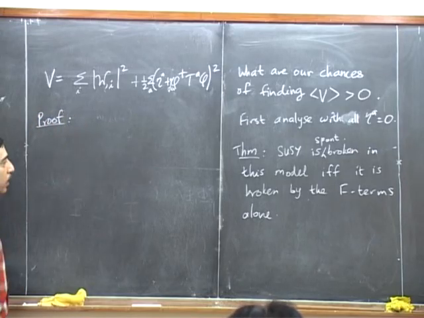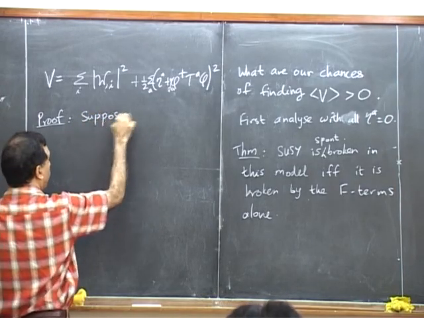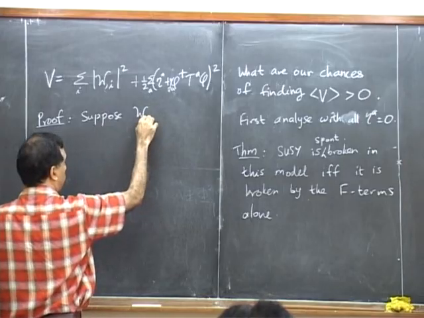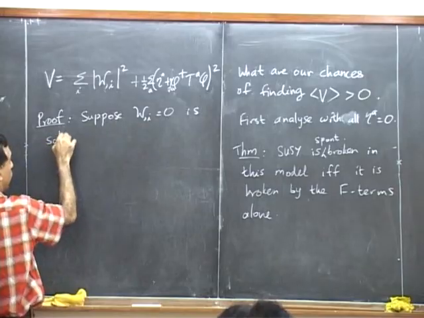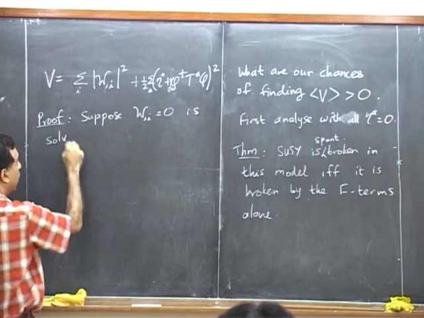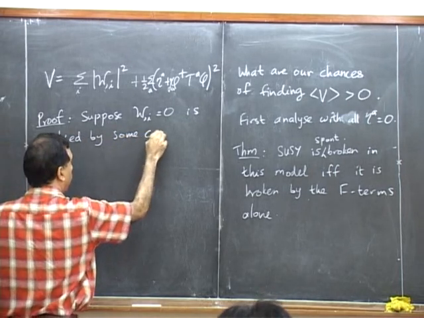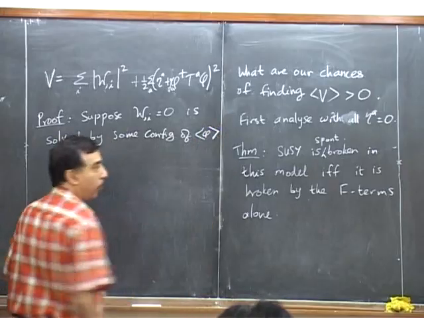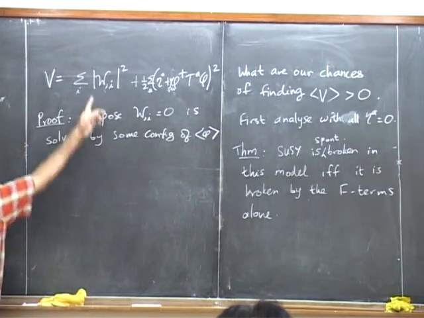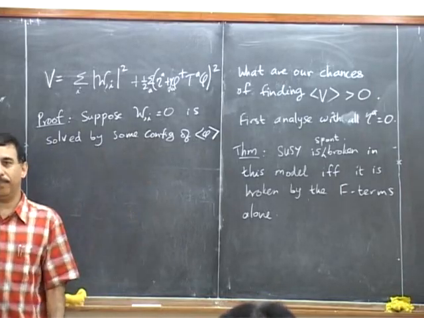It uses a very, very lovely property of supersymmetry. So let's prove it in this direction. Suppose W comma I equals 0 is solved. W comma I equals 0 for all I is solved by some configuration of the phi's, of all the phi's. Okay, so we assume that it has a solution such that all the different phi's can be chosen and we get 0. Okay.